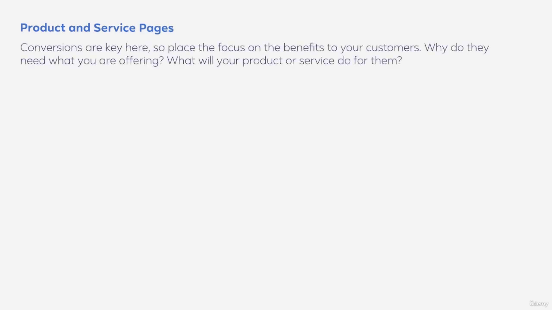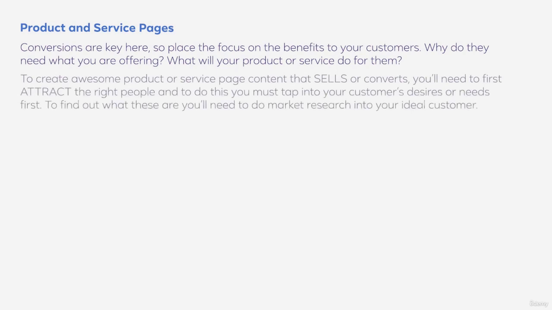Product and service pages. Conversions are key here, so place the focus on the benefits to your customers. Why do they need what you're offering? What will your product or service do for them? To create awesome product or service page content that sells or converts, you'll need to first attract the right people. And to do this, you must tap into customers' desires or needs first. To find out what these are, you'll need to do market research into your ideal customer.